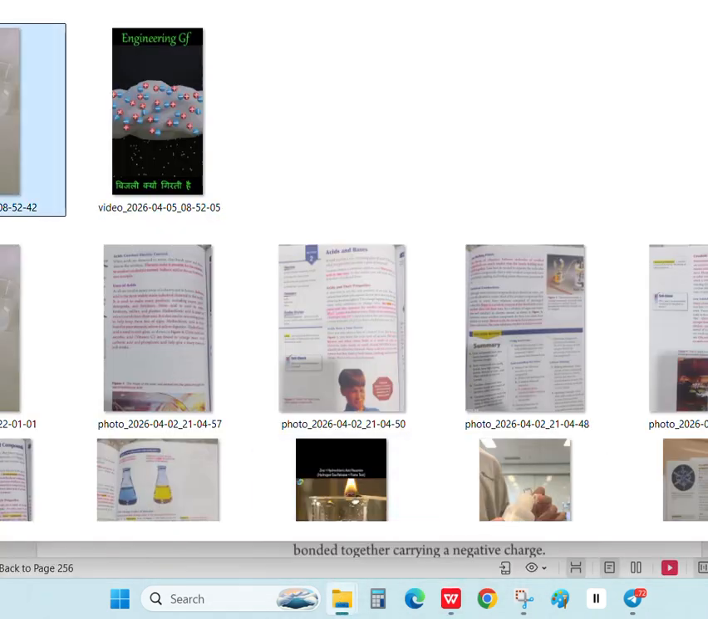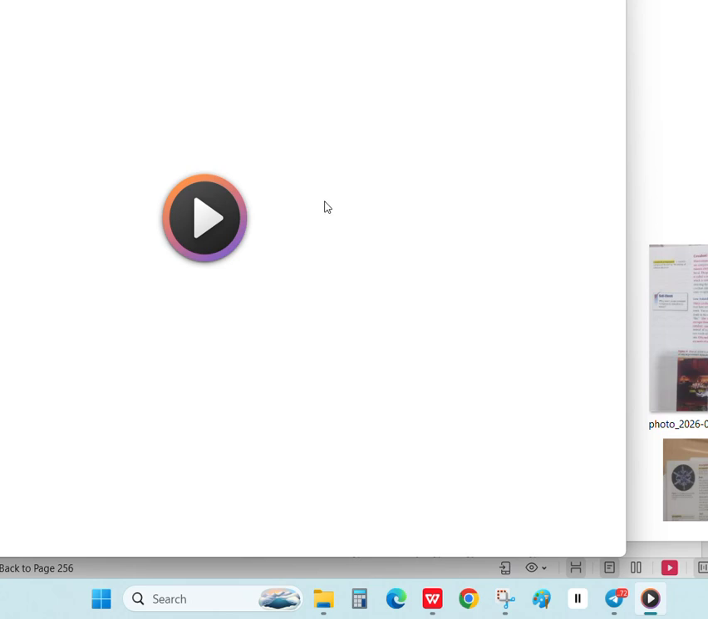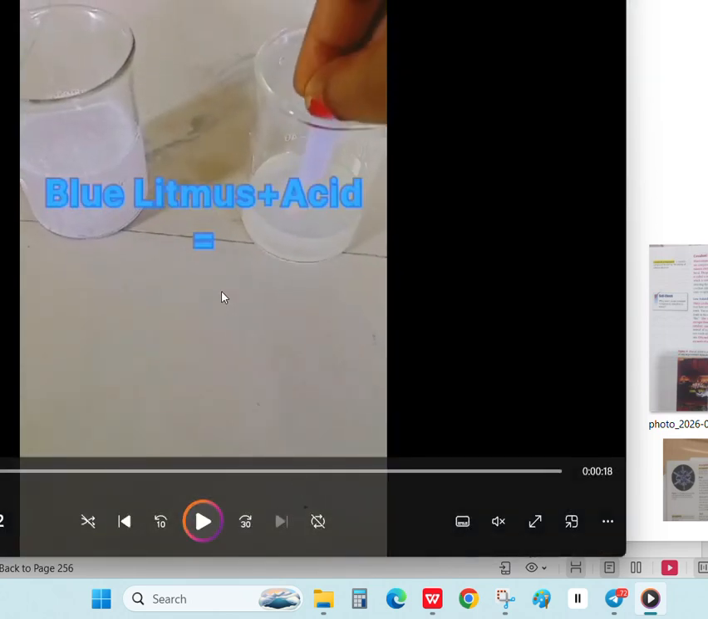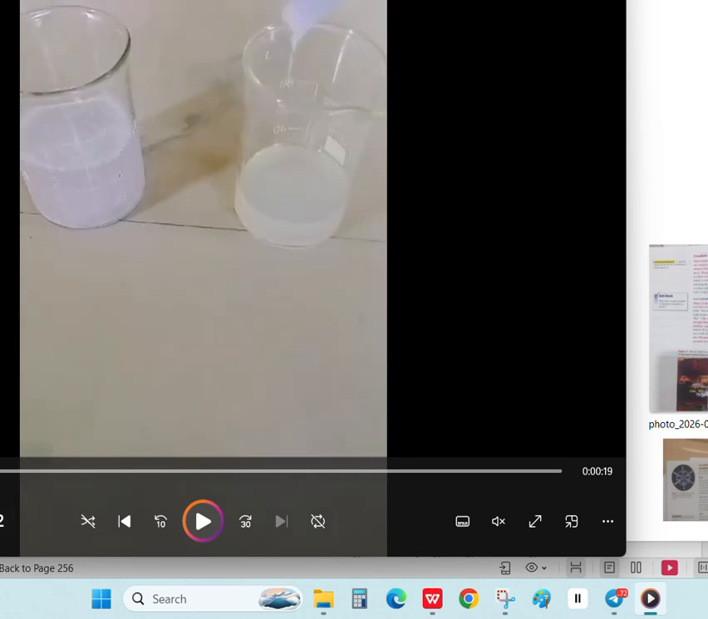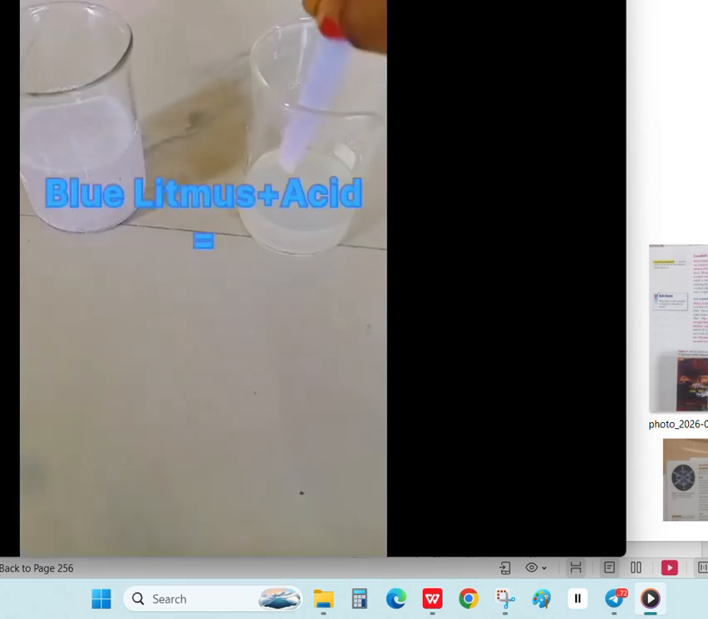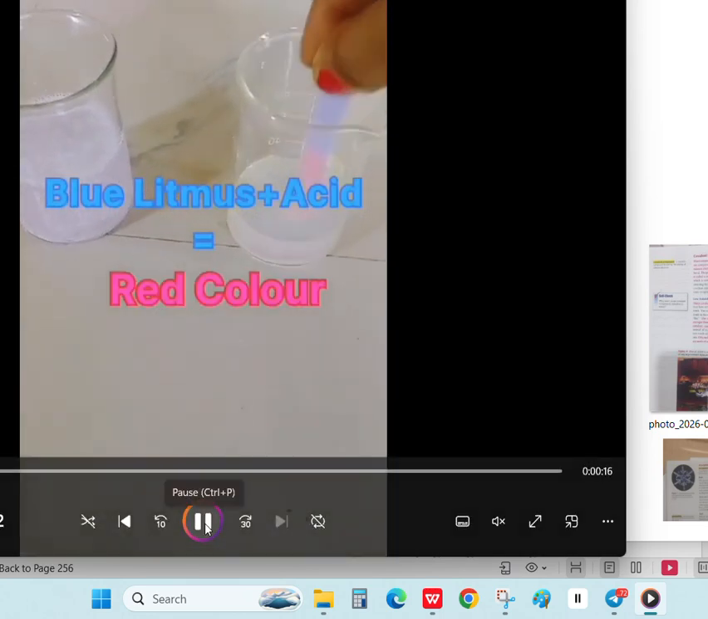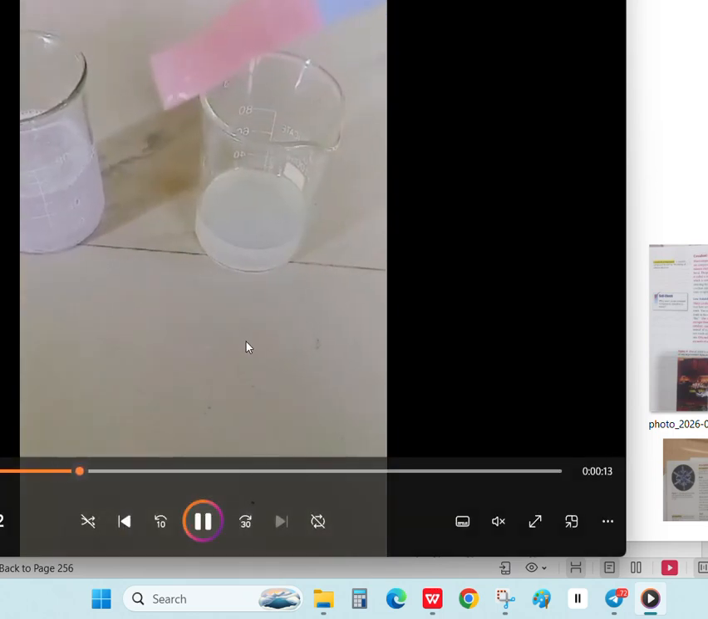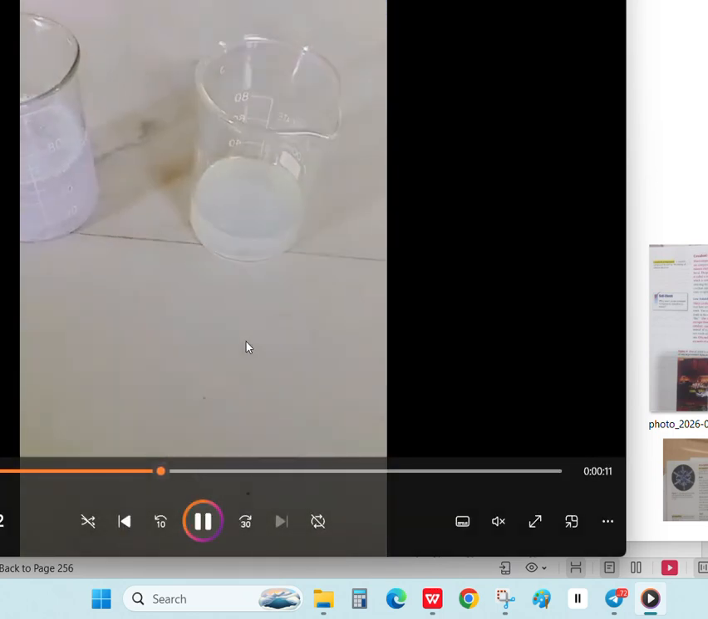Look at this video. In the video, there are two solutions. We don't know which is acid and which is base. We add a litmus paper to the first solution. Look at the change. The color of the litmus paper changes to red. So we know that this solution is acid, because it changes the litmus paper to red.